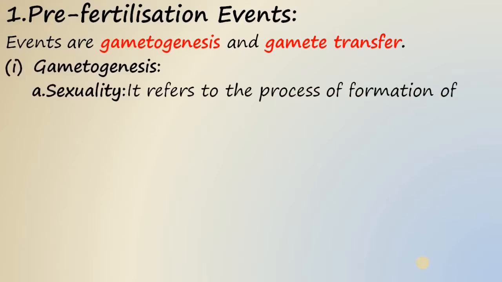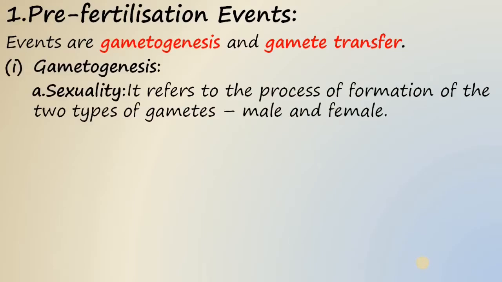So gametogenesis, in that first we learn some points about sexuality. It refers to the process of formation of the two types of gametes, that is the male and the female. Gametes are haploid cells. So gametogenesis is the process of formation of the gametes. Under pre-fertilization events, mainly you have to remember two things, that is gametogenesis and gamete transfer. First, gametogenesis is the formation of the male and the female gametes. And they're telling gametes are haploid cells.